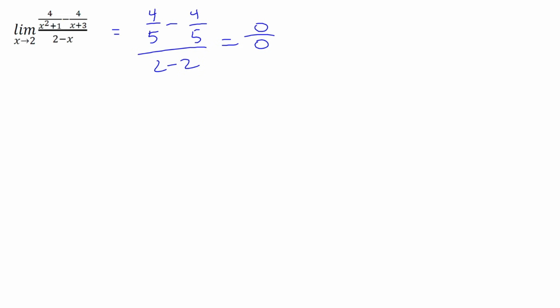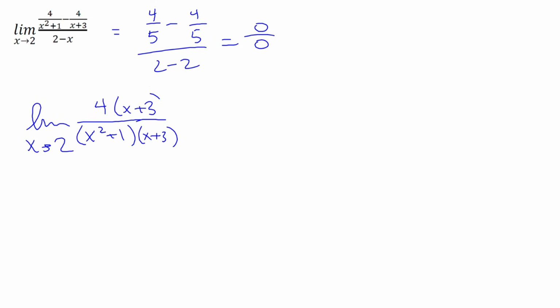I don't think L'Hopital's rule is a great option here, just because those are kind of annoying derivatives. It'll work. You're welcome to use it if you want. But I think I normally prefer to just get a common denominator. So the limit as x approaches 2 of, well, let's see, we have 4 over x squared plus 1. And we need to give that a denominator of x squared plus 1 times x plus 3. So we'll multiply by x plus 3 over x plus 3.